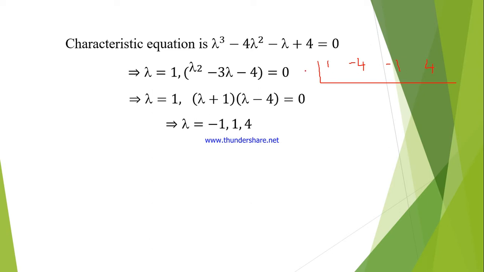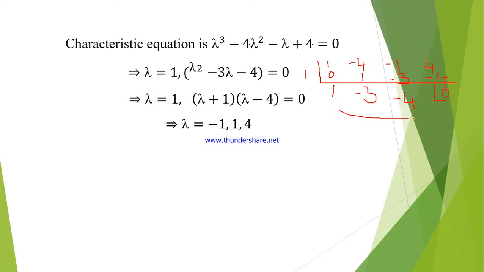First we can check by 1. So here put 1, add this to 1, multiply this and this, 1. So add this, minus 3. Multiply 1 into minus 3, minus 3, add this, minus 4. 1 into minus 4, minus 4. We get 0. If we get 0, this is a factor. So lambda equal to 1.